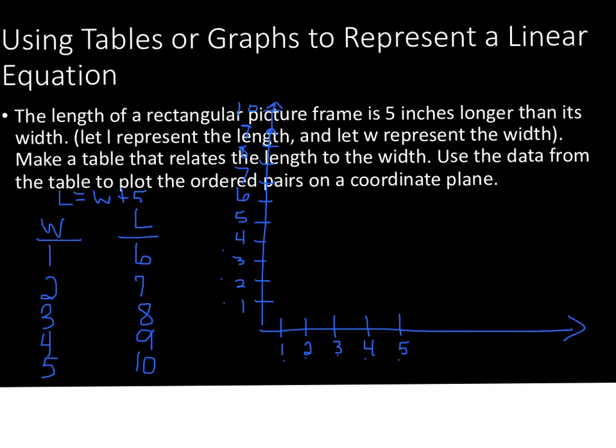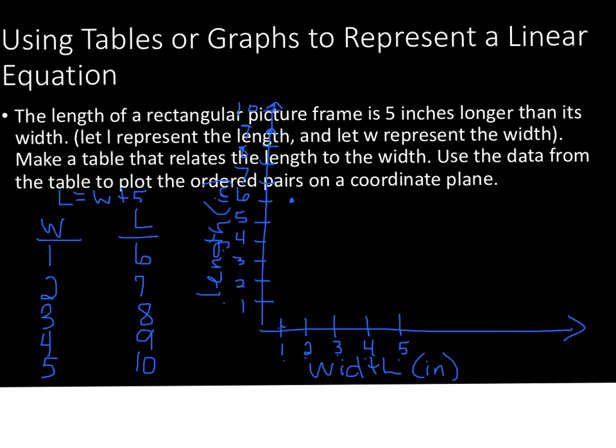So down here under my x-axis, I'm going to write width. And that's measured in inches. And then along my y-axis, I'm going to write length. You do need to have your x and y axes labeled. So again, if my width is 1, I would go on my x-axis 1, but my length would be 6, so I'm going to go up 6, and I'm going to plot a point right there.